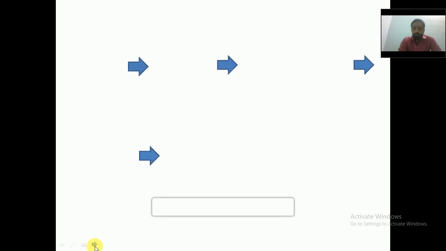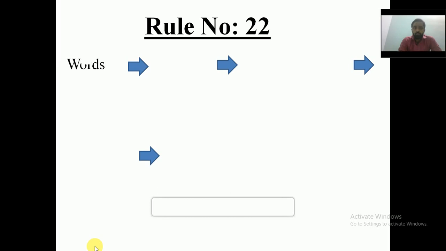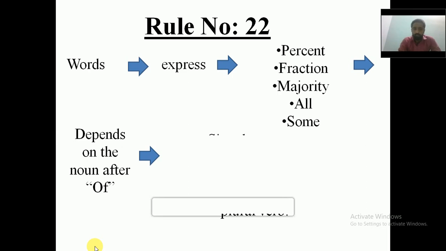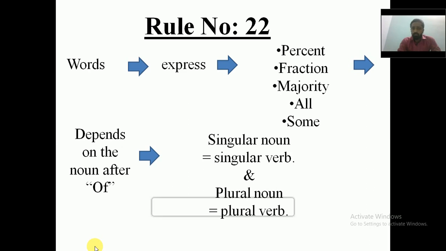Now we move on to rule number 22. Rule number 22 says that words that express percent, fraction, majority or sum depend on the noun after the word of. What does it mean? If it is a singular noun, it will have a singular verb. If it is a plural noun, it will have a plural verb.